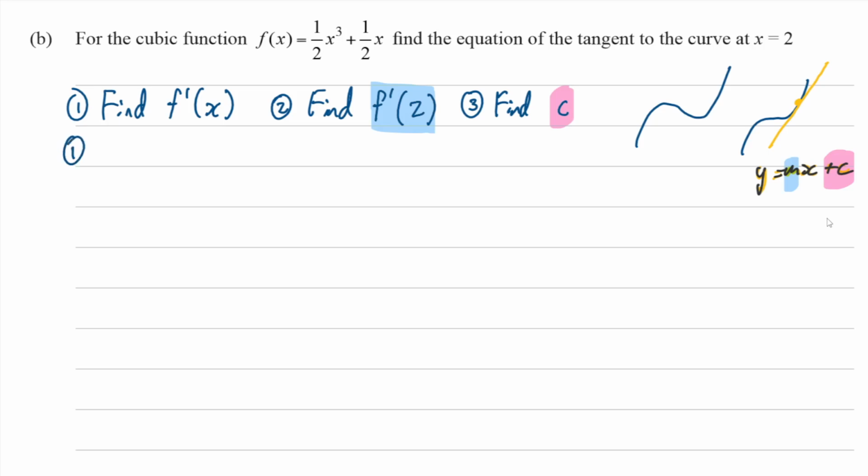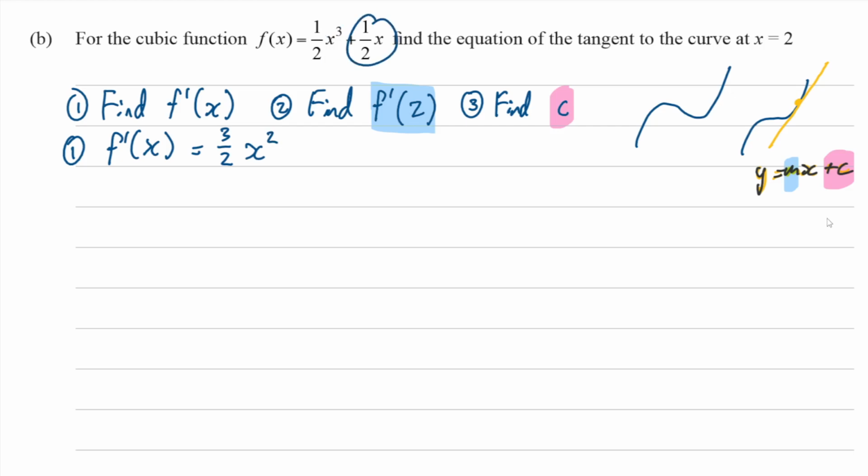So step 1, finding the derivative, f prime of x. Looking at the first term, we have x to the power of 3, so the 3 multiplies out the front, so we get 3 halves, or 3 over 2, and then we subtract 1 from the power. So 3 minus 1, which becomes to the power of 2.